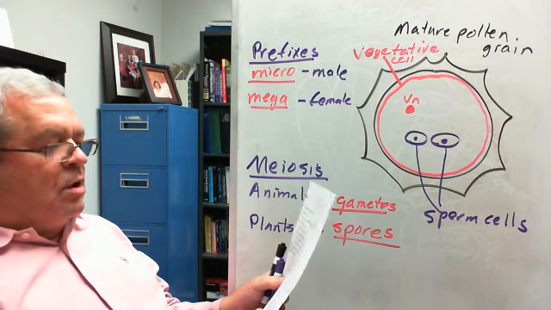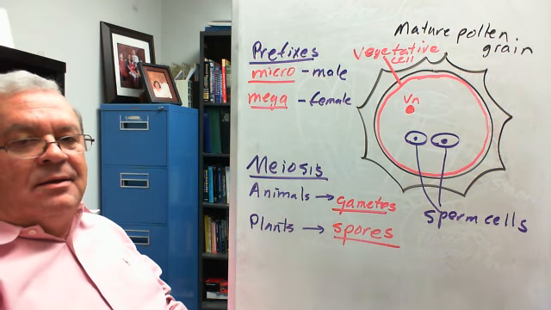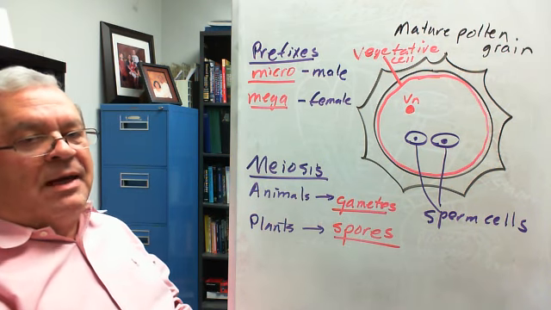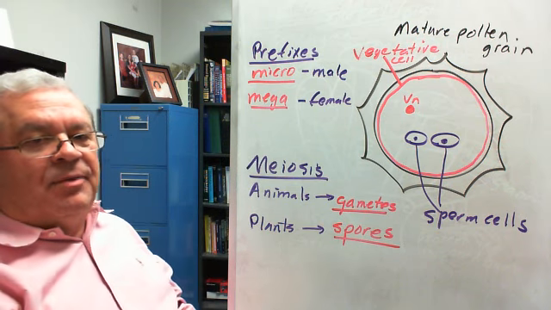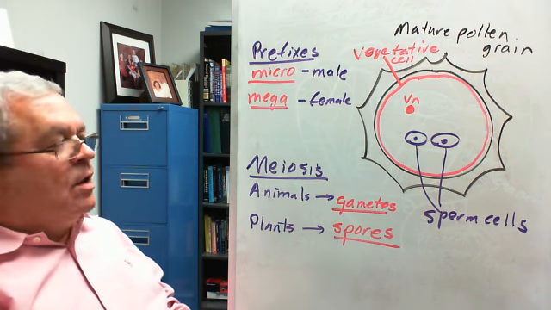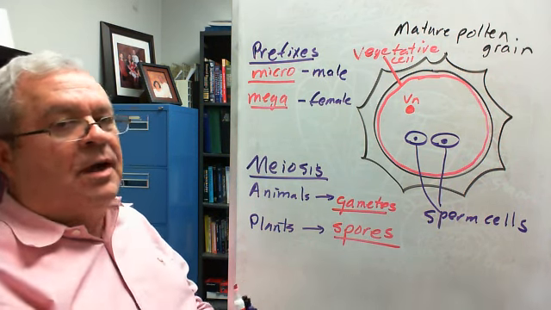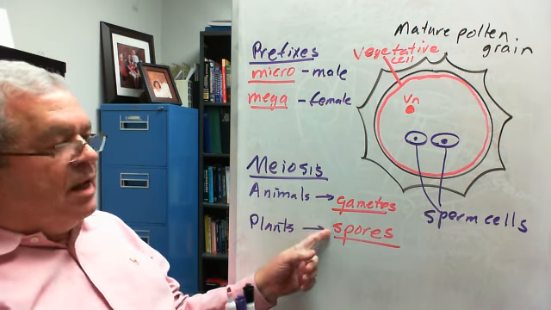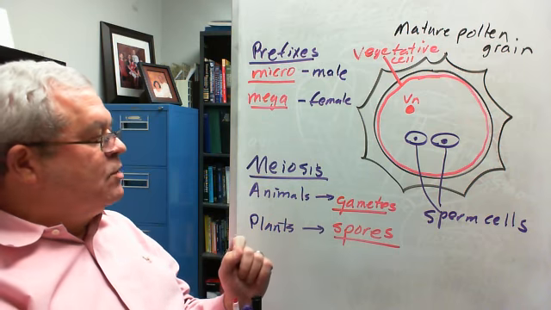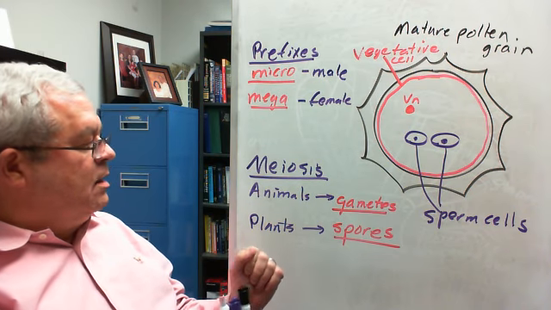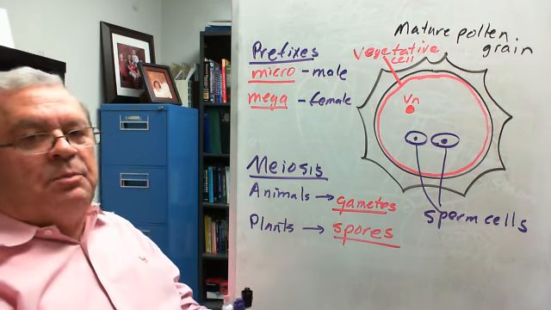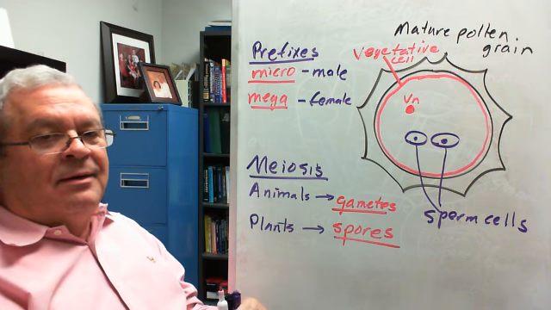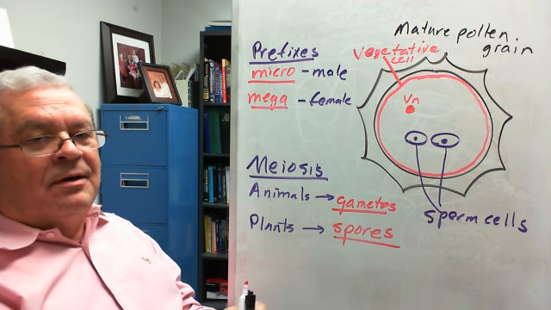Why is a spore called a spore instead of a gamete? Well, here's a very bad answer that I'm not going to give you any credit for. Here's what a few students tell me: the difference between a gamete and a spore is that gametes are produced by the animal kingdom and spores are produced by the plant kingdom. What's wrong with that answer?